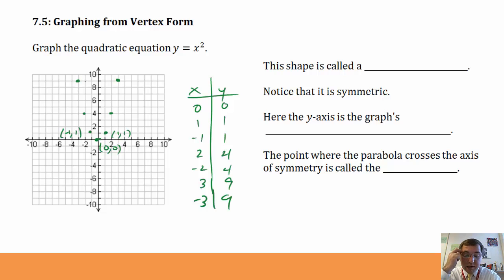And we could keep going. When x is 4, we'll get 16, and so on. And of course, there are numbers in between these. When x is 1/2, we'll get 1/4. When x is 1/3, we'll get 1/9, and so on. If we were to graph all of those, we would see that they connect in a nice smooth curve that looks like that.